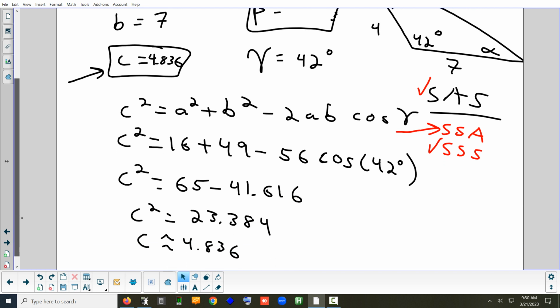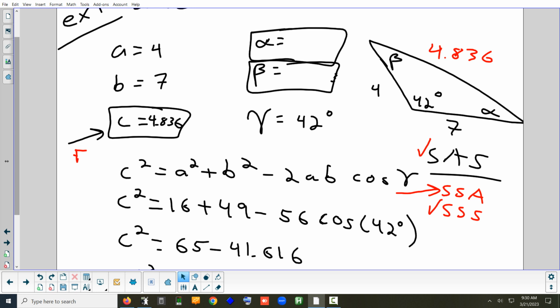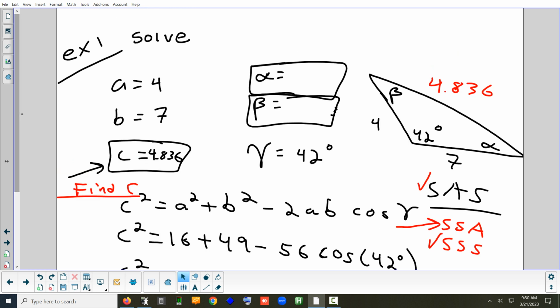All right, so let's finish it with law of cosines. So this was to find C. Once you know all your sides, you can find anything you want with law of cosines. It doesn't matter, because the key is you have all the sides. That's the important thing. Let's do alpha.